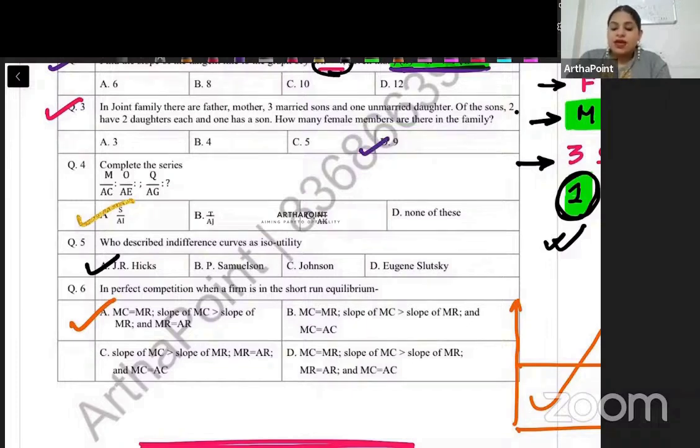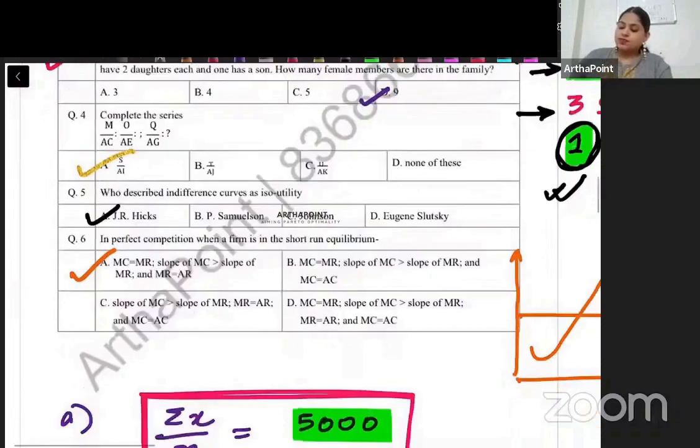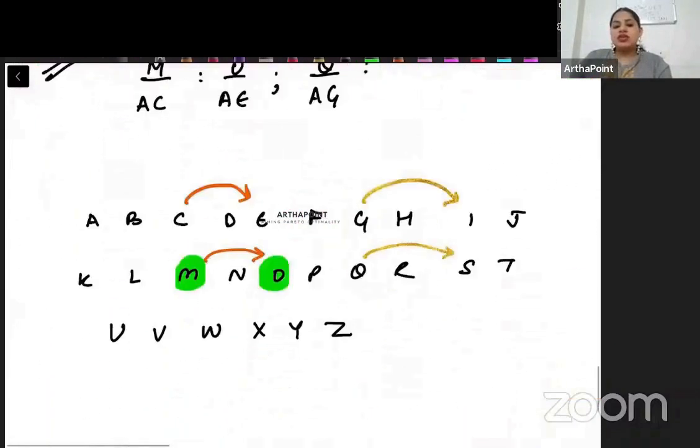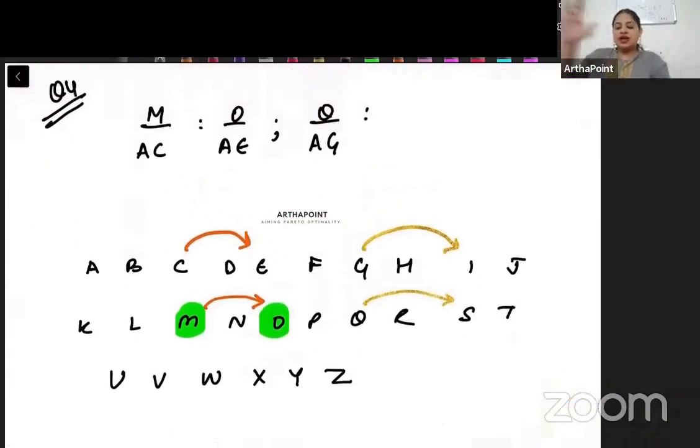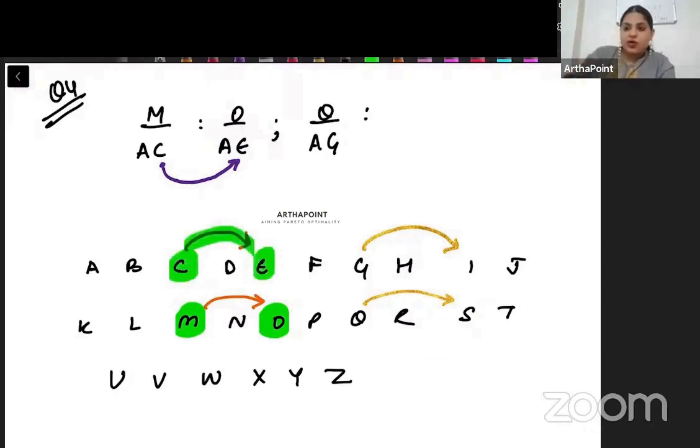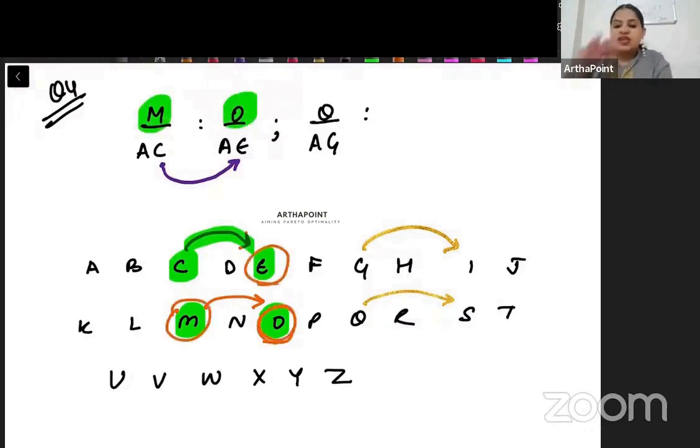Complete the series. If M by AC is to O by AE, then Q by AG is equal to. So beta, the best thing to do in these cases is to write the entire series of your alphabets. Okay. Now see that C goes to E. It leaves 1 and it goes to E. M goes to O. So beta, M again leaves 1 and it goes to O. C goes to E. M goes to O.